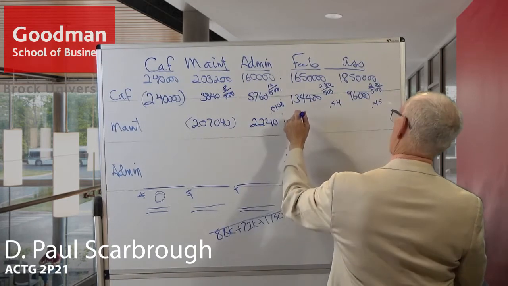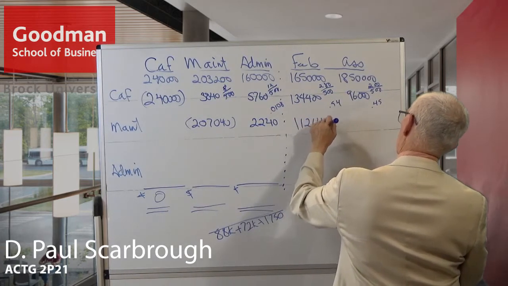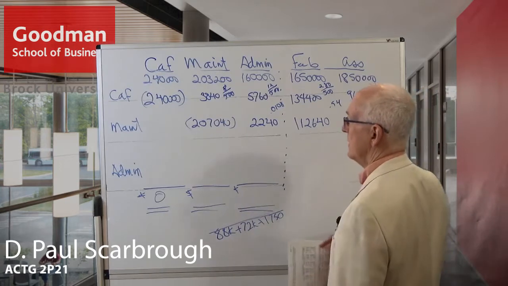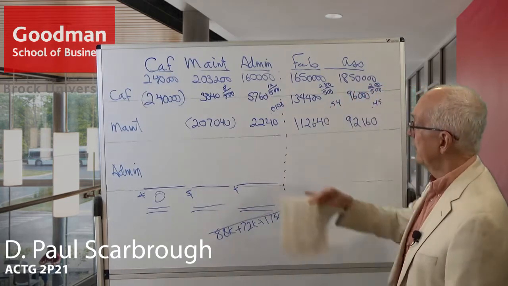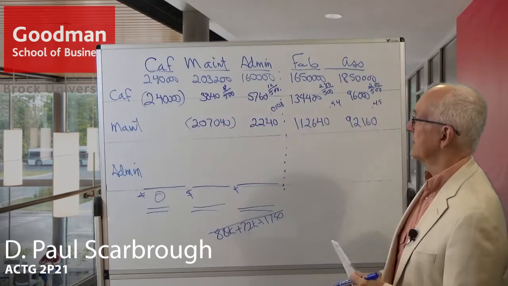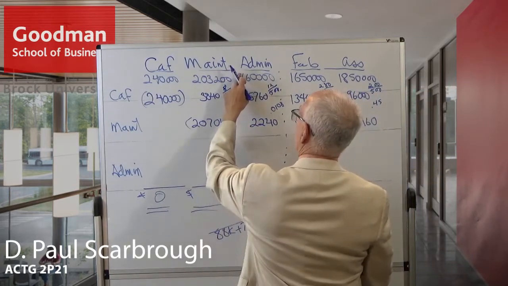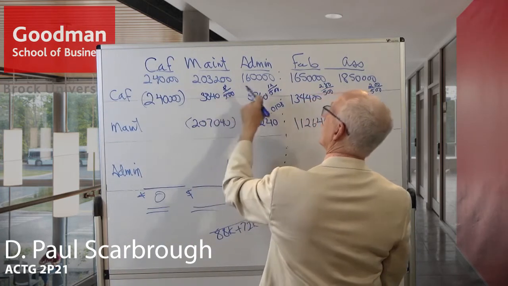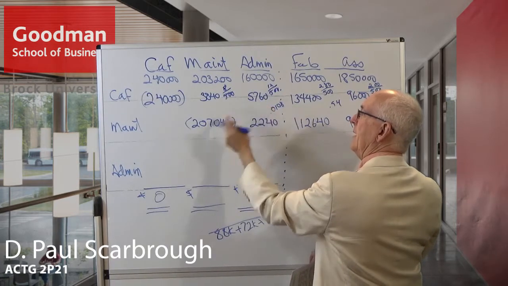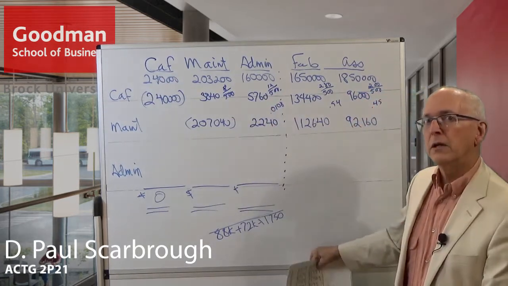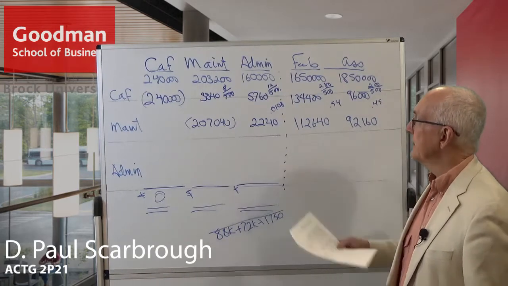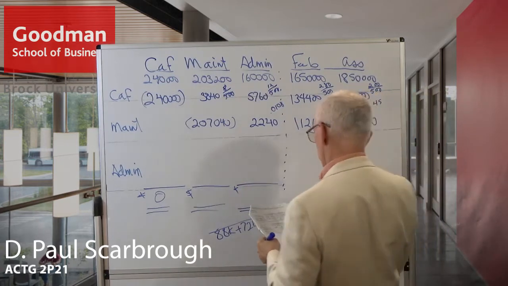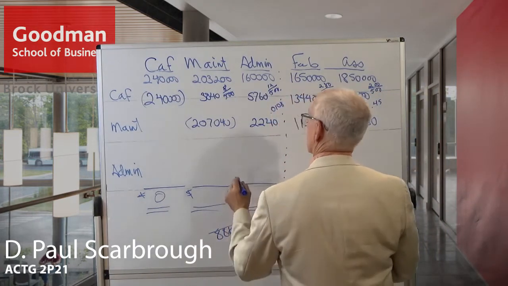And 112,640. And 92,160. Okay. So another line, another journal entry, right? Credit, 3 debits. Now we're going to do admin, but what we're doing is those three. The balance in admin right now is not 160,000 because we just put another debit in there for 5,760, and then we put another debit in there for 2,240. So the current balance in admin is not on there. We need to add it up, and that's how much we need to transfer out, which would be $168,000.